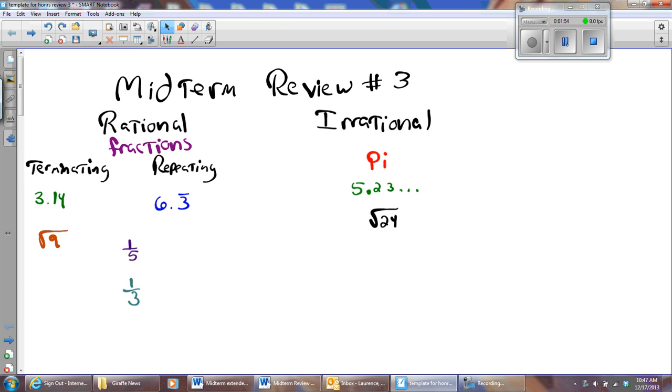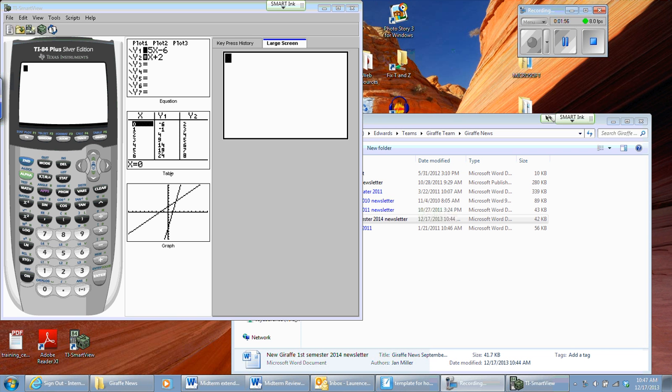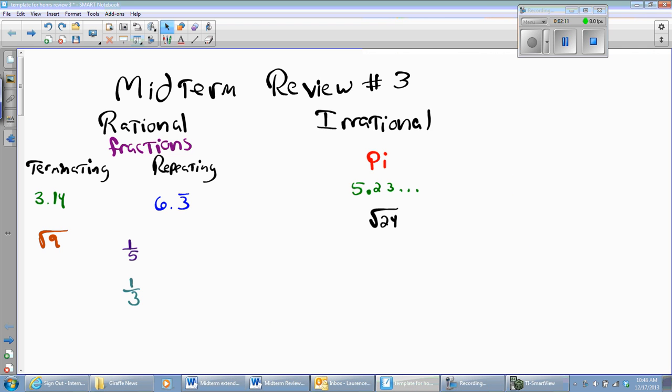Hold on 1 second for me. Okay, I brought up my graphing calculator. I want to do 1/5. Well, I'll do 1 divided by 5. Okay, as a decimal, it's the same as 2/10 right there. Well, that means it's a terminating fraction, right? As a decimal, it's 0.2 or 2/10.